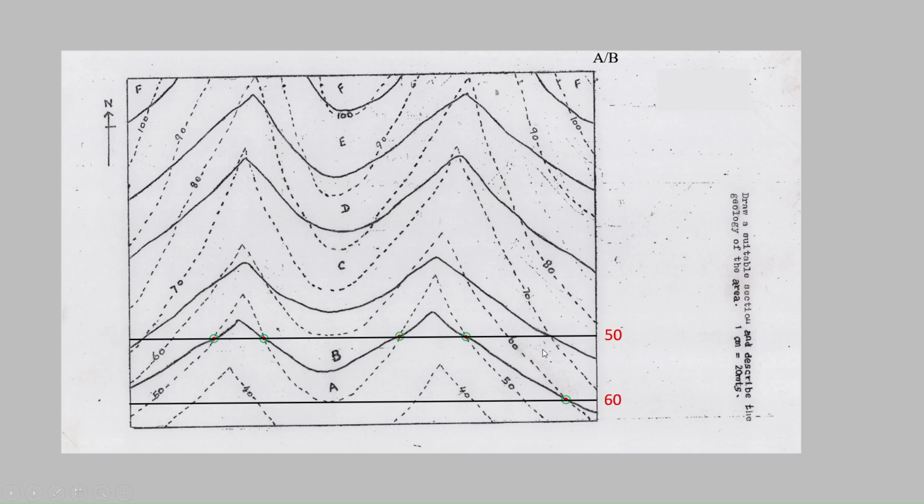So we have completed 1 bedding plane, that is AB, where you will be getting 1, 2, 3, 4, 5 outcrops. The next step is, we have to find the next bedding plane, that is for B and C, right?